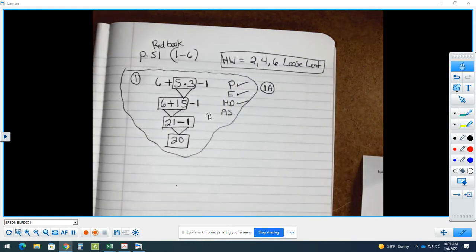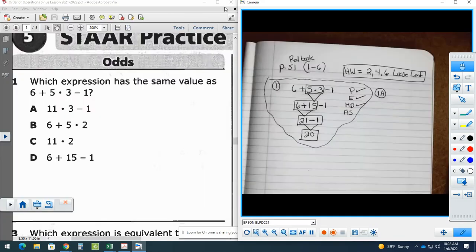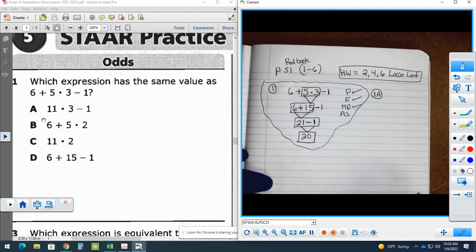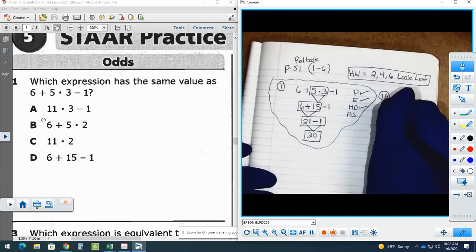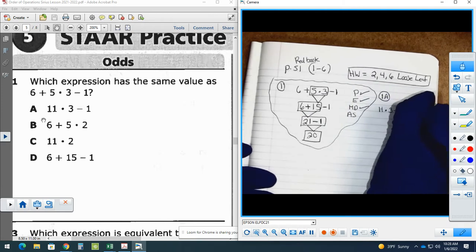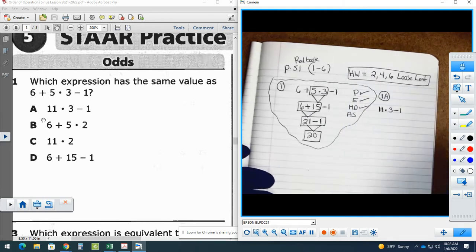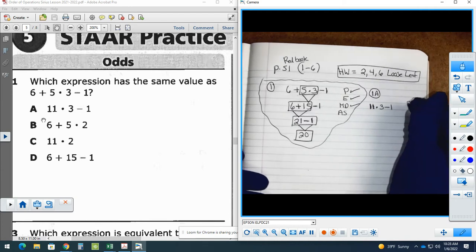I'm going to go back to my book. And 1A says 11 times 3 minus 1. So choice A says 11 times 3 minus 1. Again, I'm going to do PEMDAS.